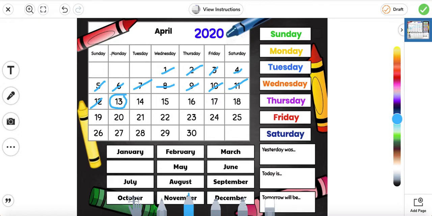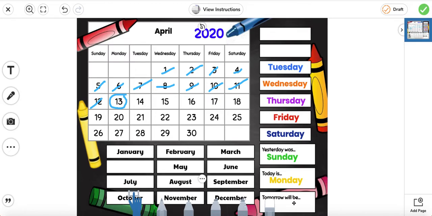What day is it today? Monday. So let's look over here. It says yesterday was. Can you tell me what day was it yesterday? Sunday. So let's go ahead and drag Sunday over here. Today is Monday. If today is Monday, what will it be tomorrow? Tuesday.